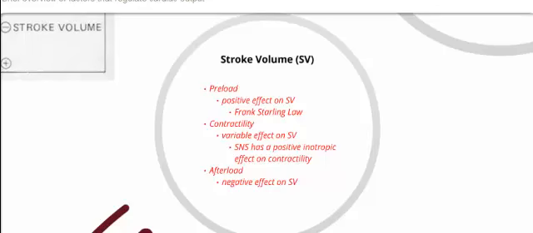Afterload has a negative effect on stroke volume. It's the pressure that the ventricles of the heart must work against in order to eject blood. It's called the aortic pressure on the left ventricle and the pulmonic pressure on the right ventricle. The pressures in the ventricles must be greater than the systemic or pulmonary pressure in order to open the valves of the heart and move blood out. Higher afterload will result in a lower stroke volume.